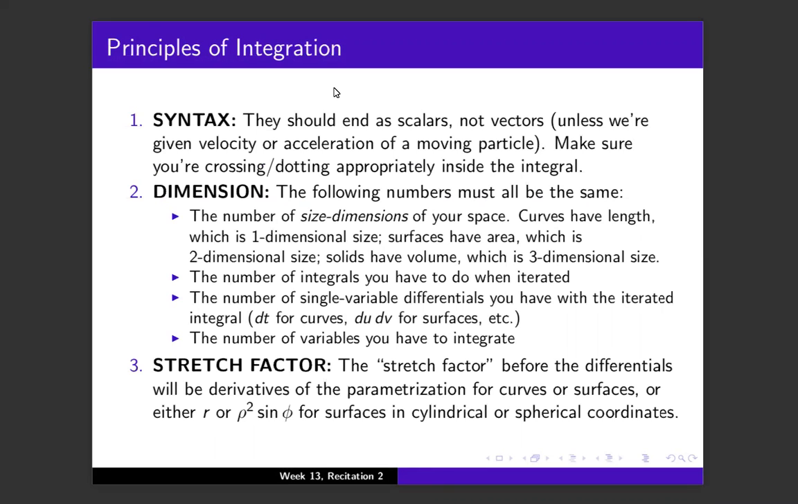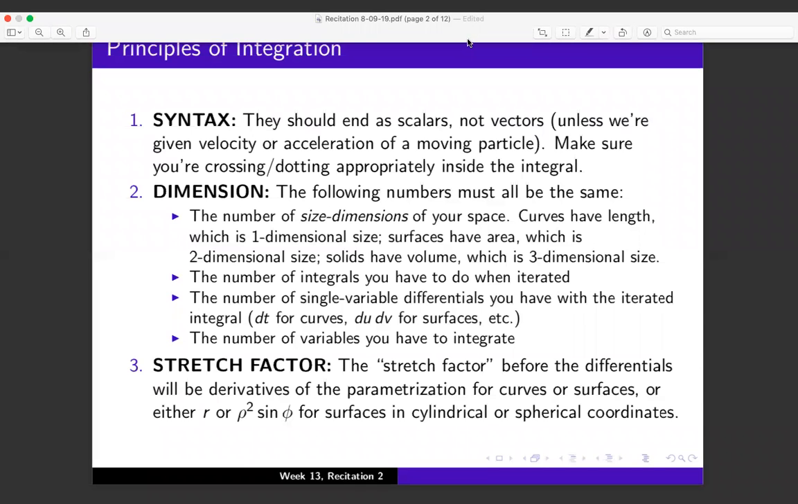So the first and most important one is the syntax. Generally speaking, whatever you're ending your integration with is supposed to be a scalar, not a vector, unless you're specifically working in the circumstance where you've got some velocity or acceleration of a moving particle. Make sure that your cross products come out to be vectors, dot products are scalars, and an integral is a sum of these things. Whatever you're doing should work out to finally be some scalar. So make sure the syntax makes sense.